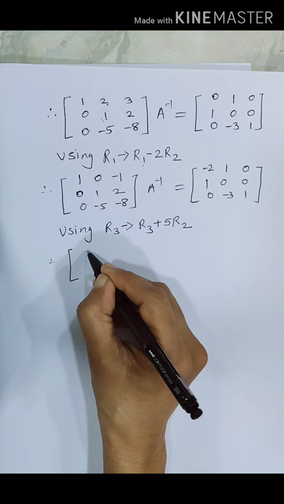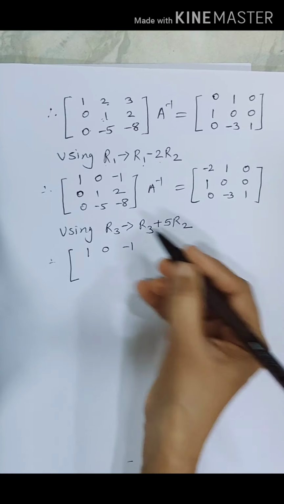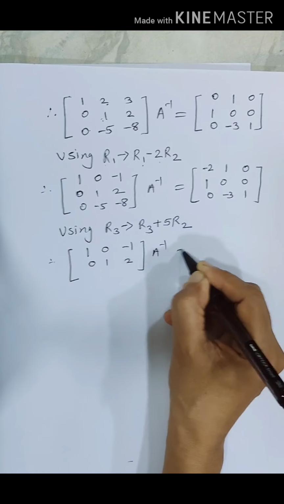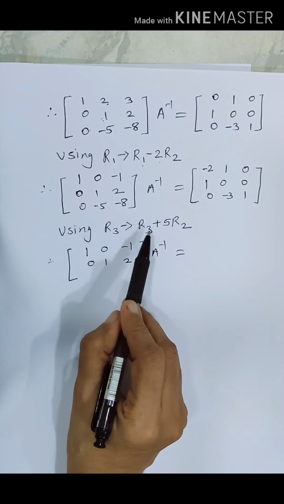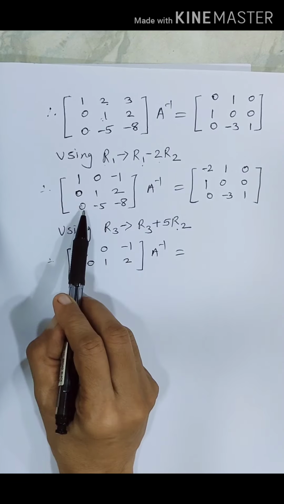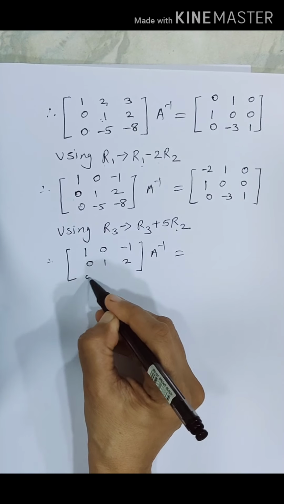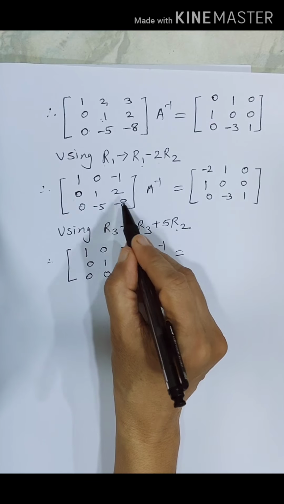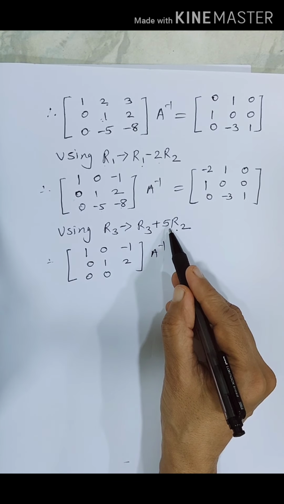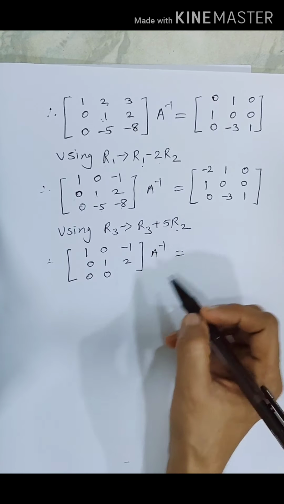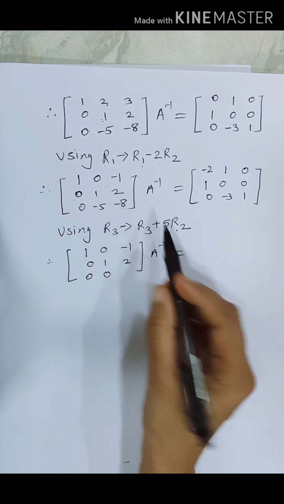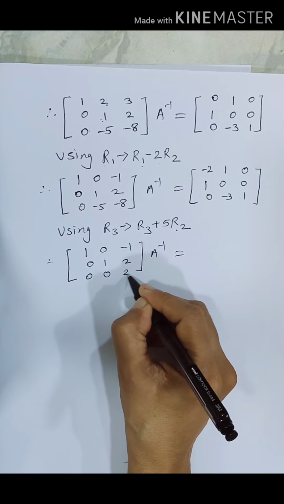Now, R3 will change. So, let's write 1, 0, minus 1 as it is. Second row as it is. R3 changes to R3 plus 5 times R2. So, first element is 0. This element will become 0. Minus 8 plus 5 times 2, that means minus 8 plus 10, that is equal to 2.